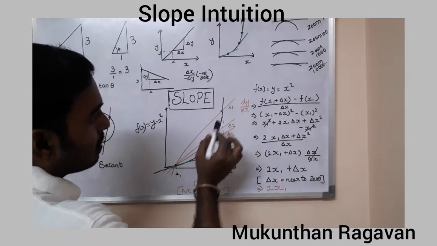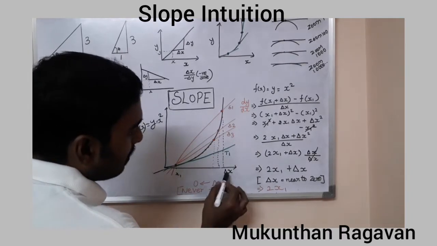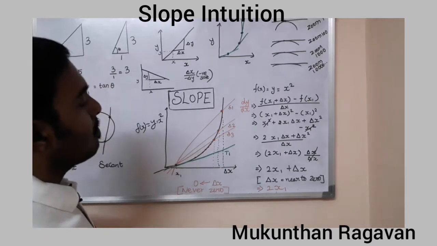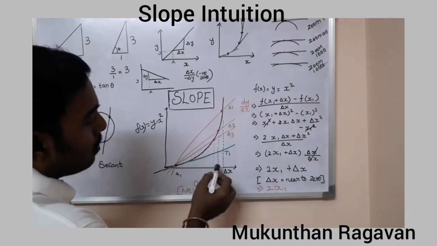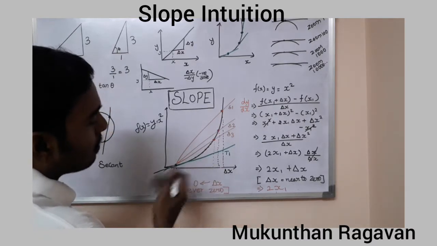So s1 cuts the curve at point s1, and it will be considered as a delta x. The straight x equivalent will be the delta x here. As soon as you reduce your secant line, that means the delta x is getting reduced slowly, one by one, right?